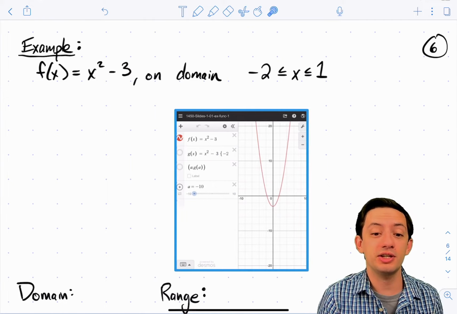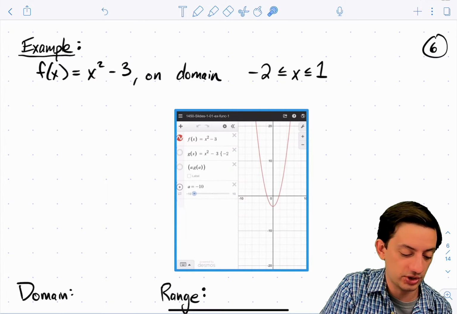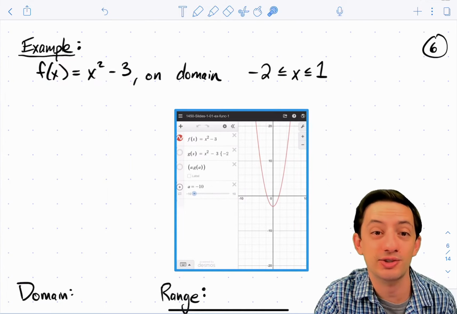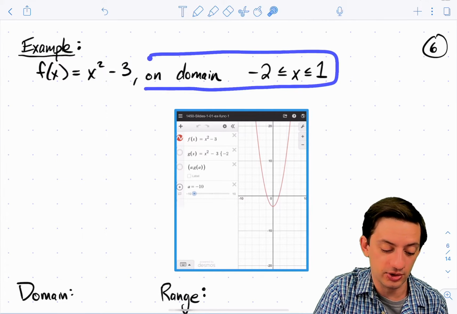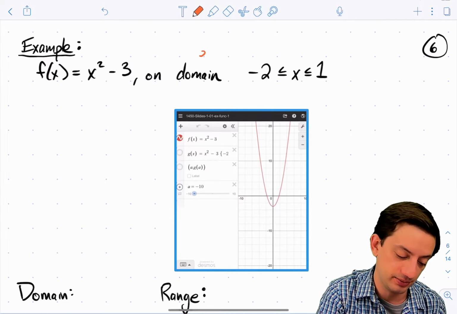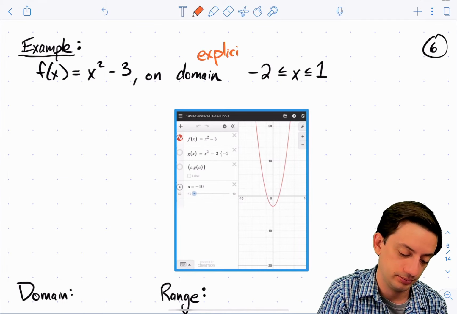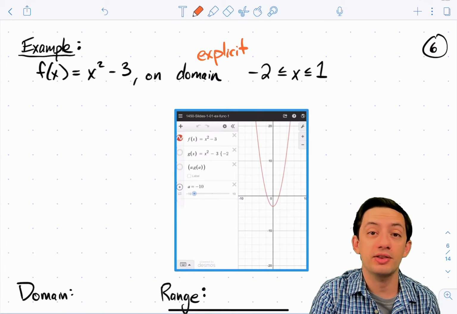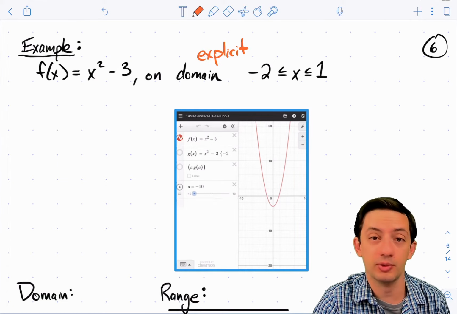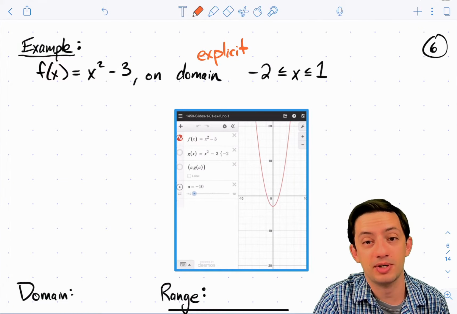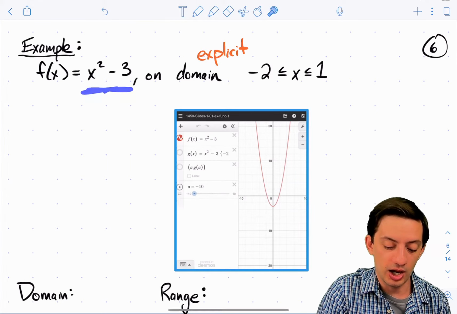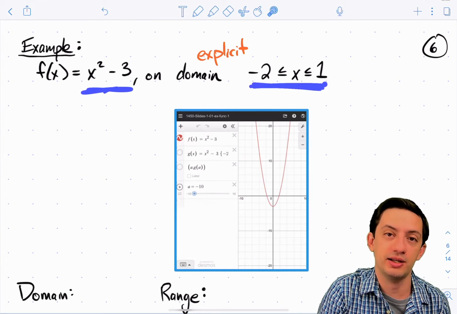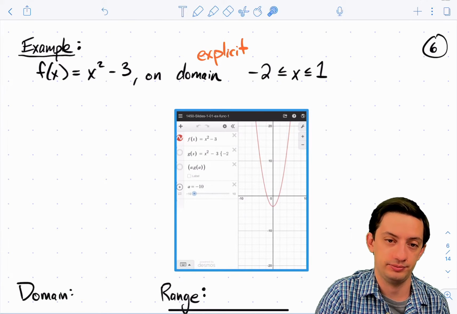OK, let's see our first example. So here's our function, f of x equals x squared minus 3. Now, I'm defining the domain. So this is an example of an explicit domain. When you define the function, and here I'm the one defining this function, you're allowed to specify the domain. So this function is on the x values between -2 and +1.